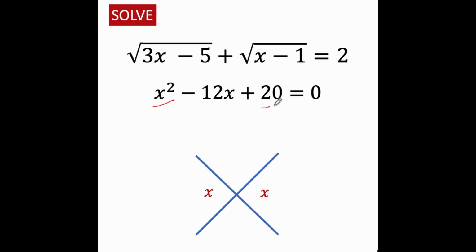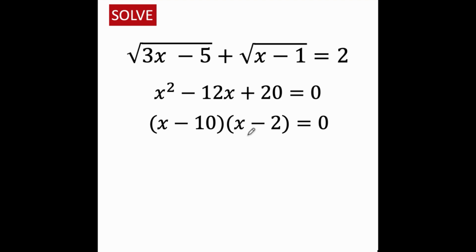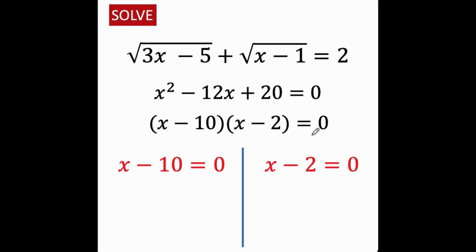Now, what are the factors of 20 such that when added will result to negative 12? Those factors are negative 10 and negative 2. When multiplied, the result is positive 20. When added, the result is negative 12. We now have two factors, x minus 10 and x minus 2. The product of these two factors is 0, so each one of them can be equated to 0. And adding 10 to both sides of the equation, we get x equals 10 here. And at the other side, we add 2 to get x equals 2.